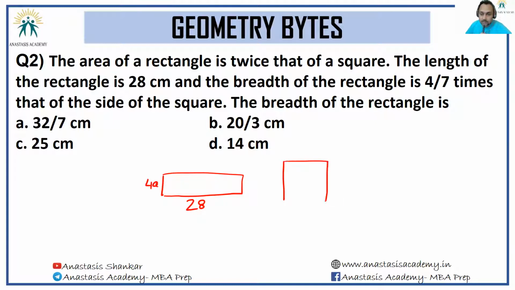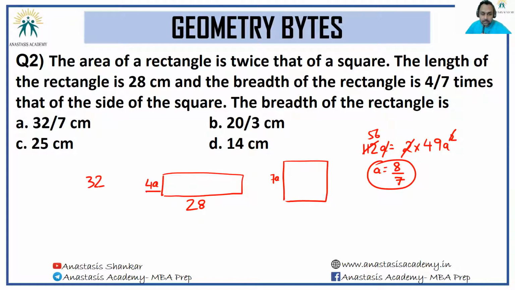And the square is something like this. This is 7A. Area of the rectangle is given by 112A. And this is 2 times area of the square, which is 49A square. So cancel, cancel, cancel, cancel. 56. A is equal to 8 by 7. And therefore, breadth of the rectangle is 32 by 7, or option A.